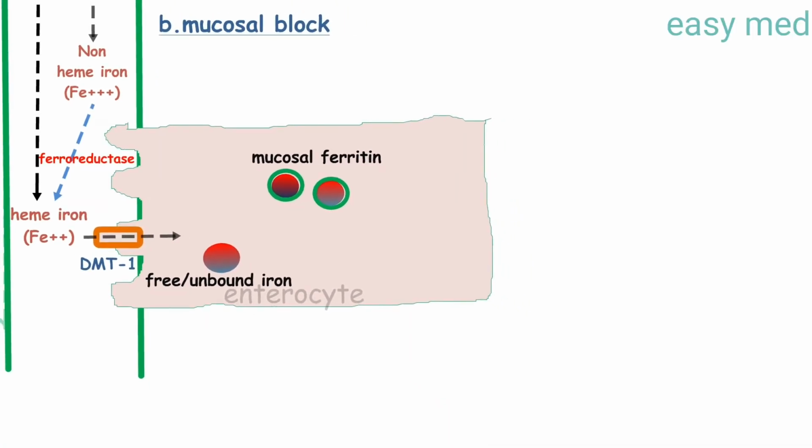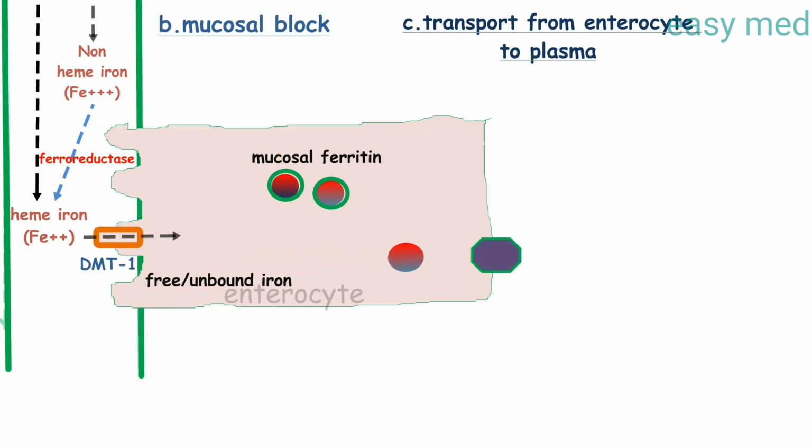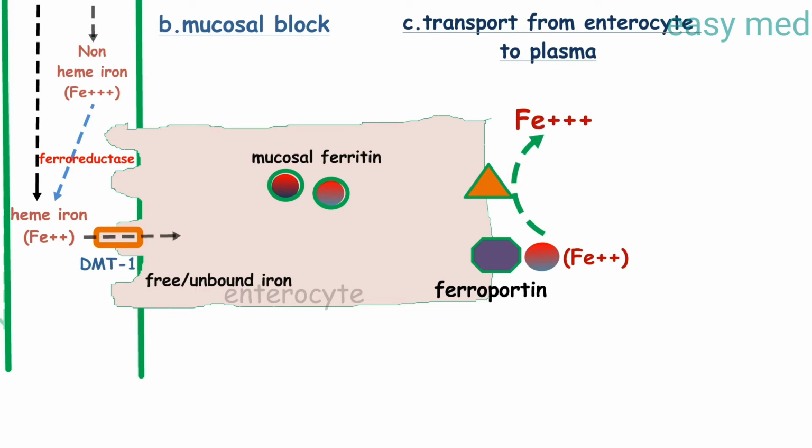The next step is transport of iron from enterocyte to plasma. Iron is transported from the basolateral membrane of the enterocyte by ferroportin. In plasma, Fe2+ is oxidized into Fe3+ by hephaestin and ceruloplasmin.